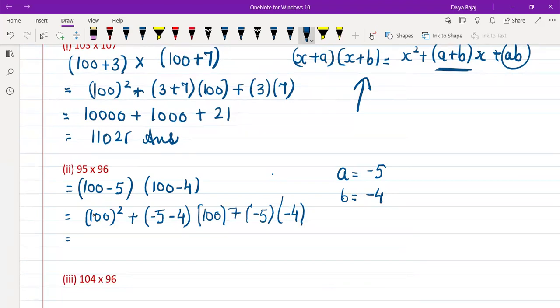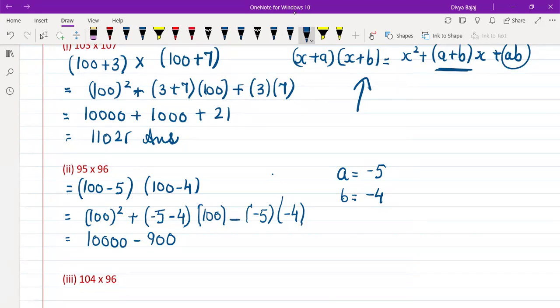Now let's solve it. 100 square means we will have here 100 into 100, 10,000. So minus 5 and minus 4, minus minus plus, but the sign will be negative as minus is there in front of a bigger number. But we will do addition of both the numbers, minus 5, minus 4, minus 9. And minus 9 into 100 will give us minus 900. So this is actually the addition sign. My pen is a little slippery today, so just correcting it. So this is the negative sign.